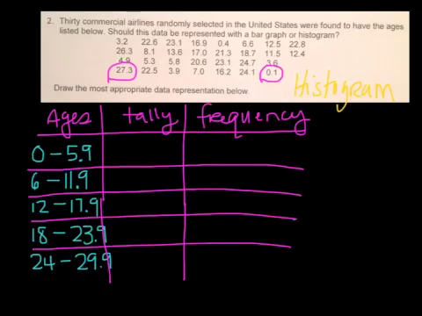Now I'm going to go through the list just like on question 1. If a person fits into this category, I'm going to put a tally mark. So the first number is 3.2. They'll fit in the first one. 22.6, 23.1, 16.9, 0.4, 6.6, 12.5, 22.8, and then I'll just keep going until I get to the end of the list.